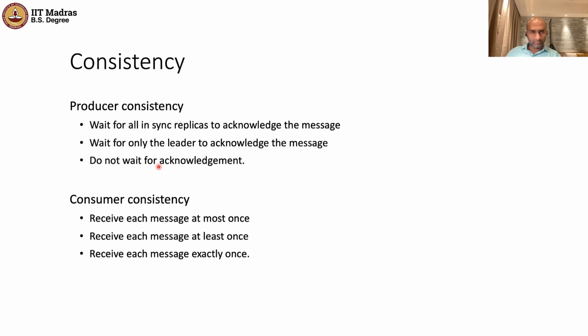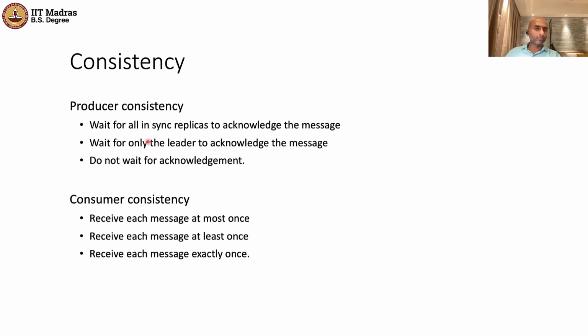The third option available from a producer standpoint is not to wait for acknowledgements. Obviously, this means that the leader itself might not have finished writing, and already the producer might move on to the next data write. So this also results in data loss if, before the leader has written the data to the persistent store, the file system cache, and then the disk, the leader fails. Then that becomes challenging.